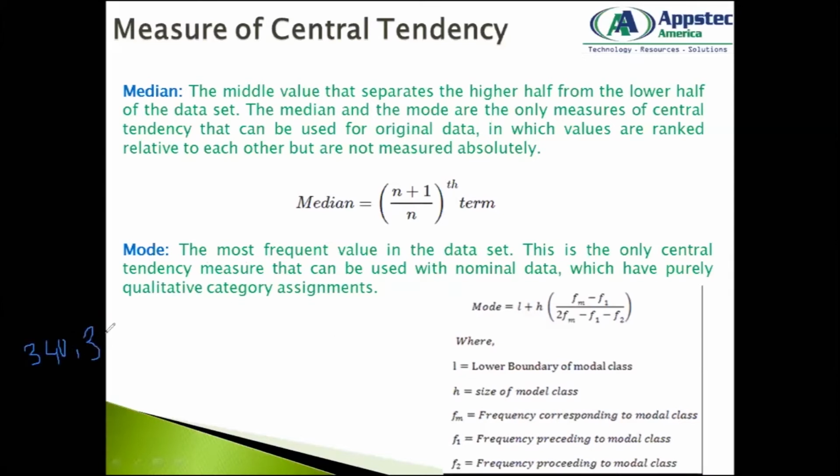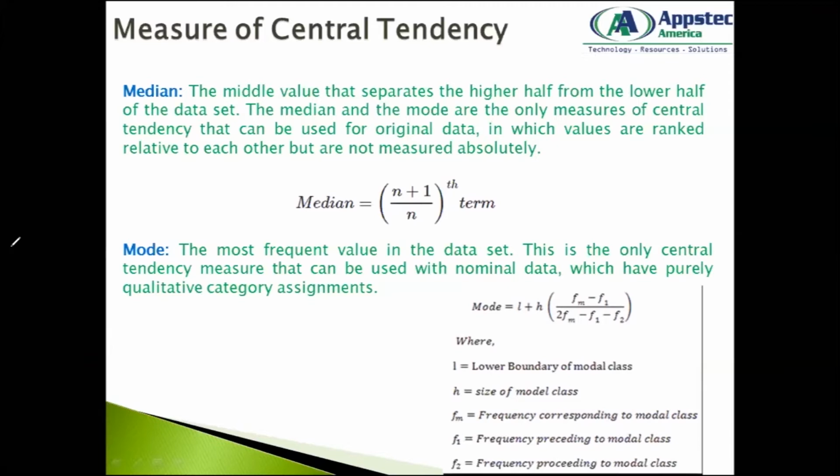Okay. Paul, yes, please go ahead. I have a question about the median formula. You said n plus 1 divided by n, that will give you the median, or is it divided by 2?